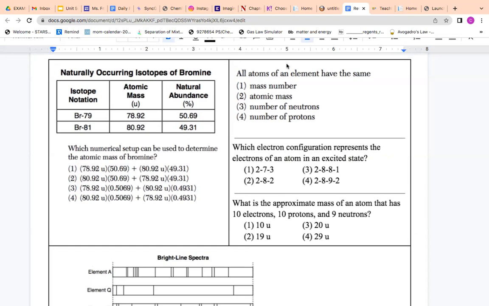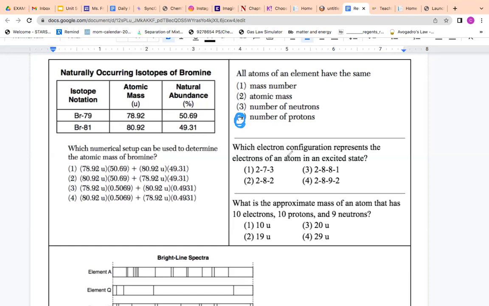Next one. All atoms of an element have the same, again, this is just a definition, and we've said this one so many times. They have to have the same number of protons. Again, they also have to have the same atomic number. That's what your protons is, your atomic number.